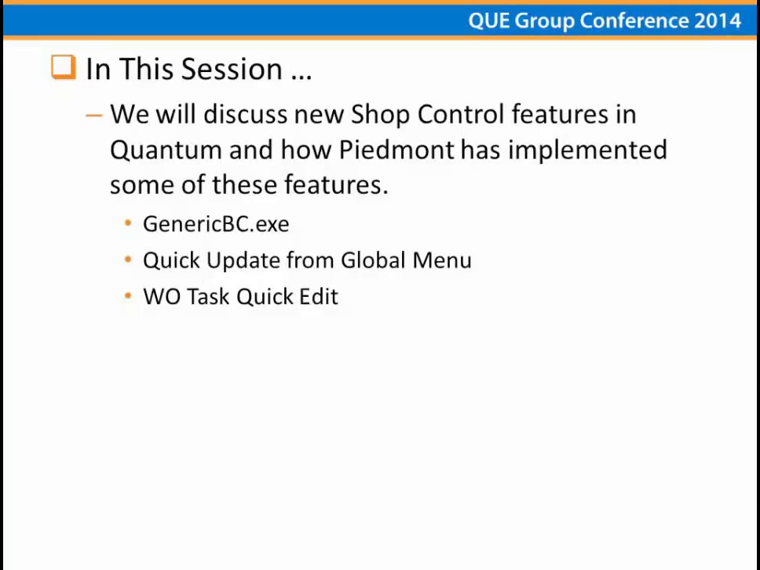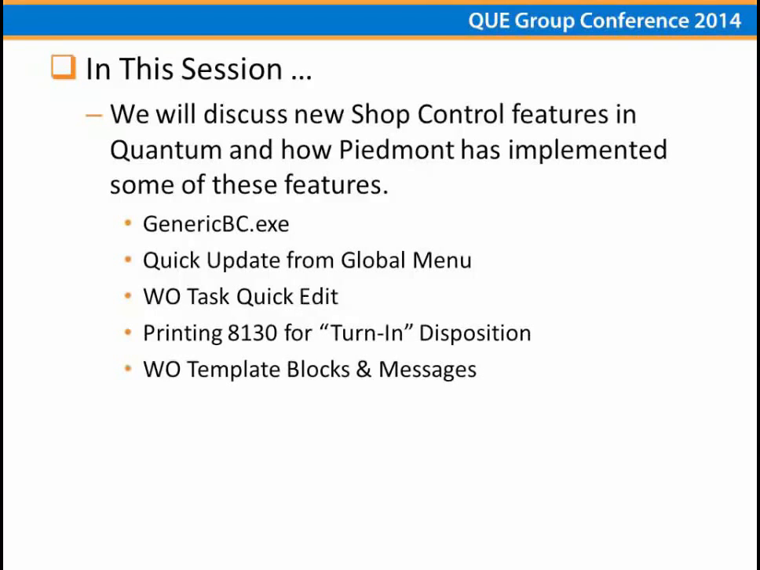We've also got some quick update features for work order tasks. And we'll also look at some of the new certification options for printing the 8130s for bill of materials, specifically turn-in items. And we've also got some new features for the work order templates. So there's some new enhancements to the template features. And lastly, one of the newer features that is currently in development is a teardown work order process. So you'll see that we've added some features for teardown work orders. And we'll get into what those features are going to look like.